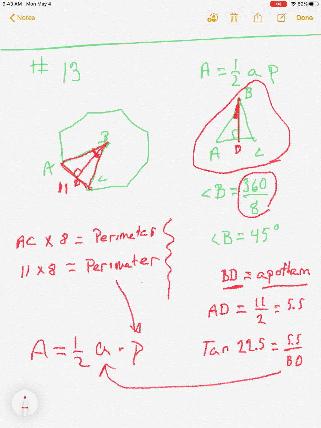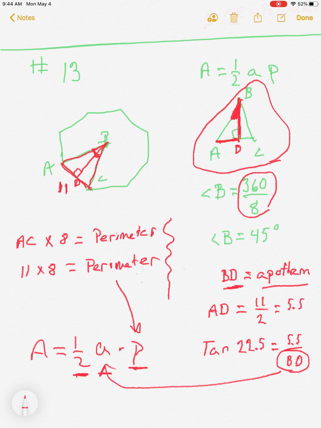So I can use the tangent function. The tangent of 22.5 is equal to the opposite side, AD, 5.5, divided by the adjacent side, BD, which is unknown. The tangent of the angle up here in red, this corner, is equal to the opposite side, AD, half of 11, divided by the adjacent side, BD, which will allow me to solve for the length of BD, the apothem. Once I solve that, I can take 1/2 of it multiplied by the perimeter.